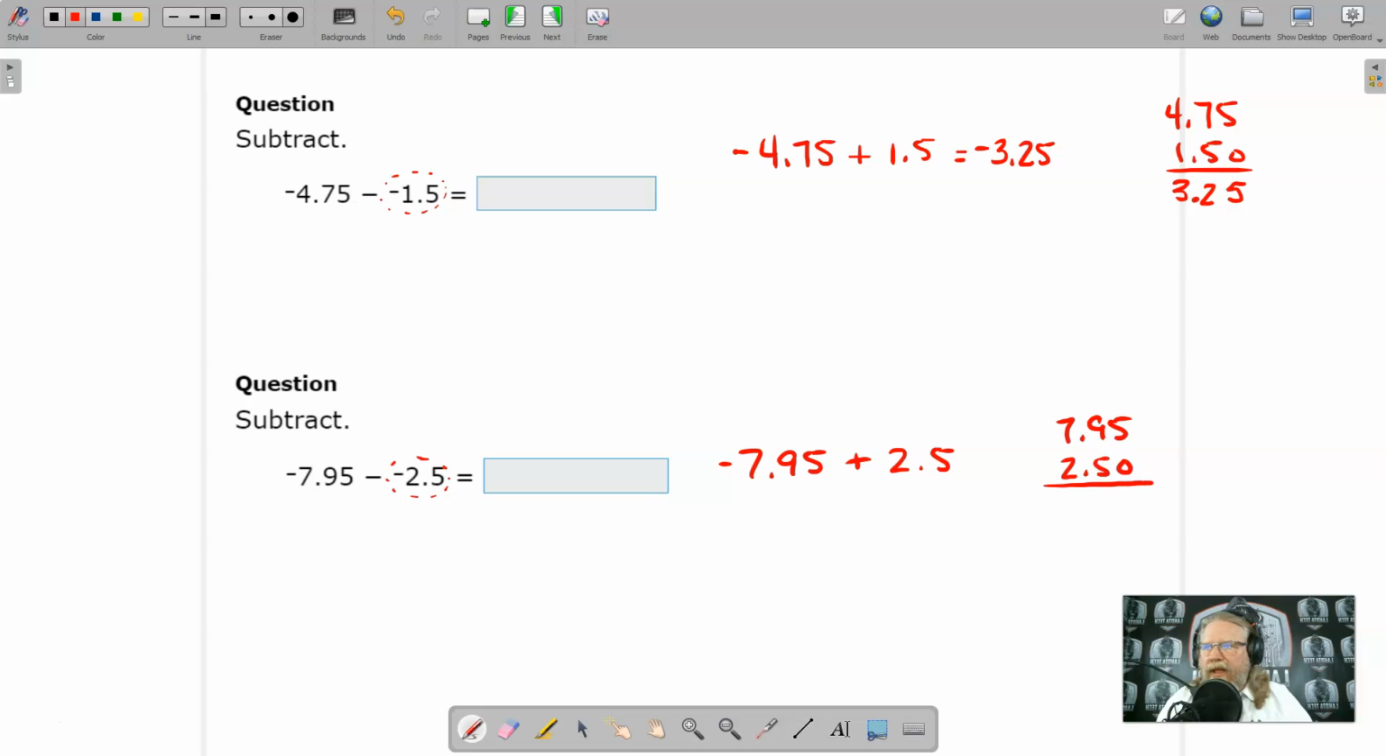Again, keep those decimals lined up. 5 minus 0 is 5. 9 minus 5 is 4. Keep your decimal lined up. 7 minus 2 is 5. My answer is 5.45. And should we use positive or negative? Well, the negative 7.95 has a greater absolute value and it's negative, so we're going to use the negative sign.